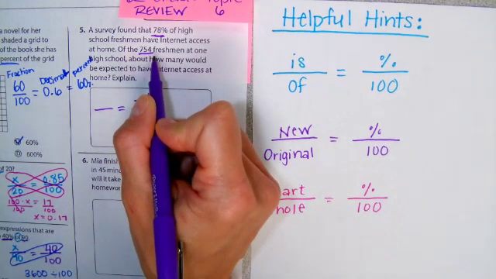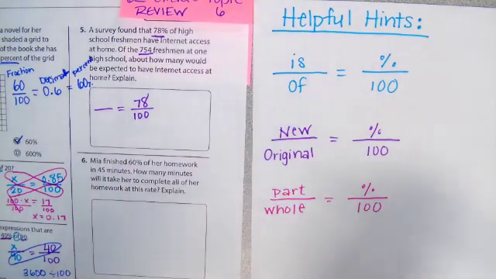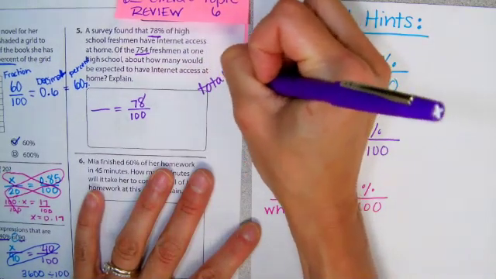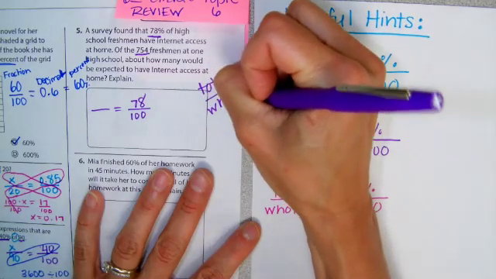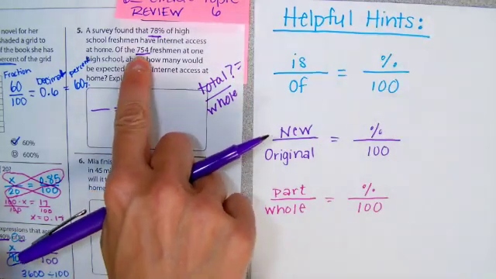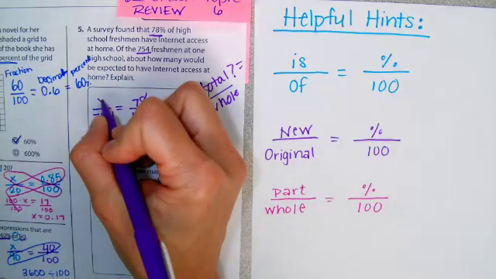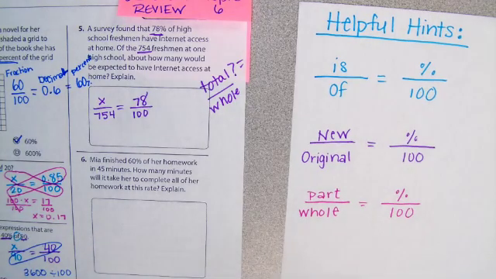So in my mind, I think to myself, is this the total number of freshmen? Sometimes when we're thinking part and whole, we're thinking, is this the total? If it is the total, that means this is the whole. Total equals whole. So this is the total number of freshmen. This has got to go on the bottom. We're trying to find the part of freshmen that have internet access. So this is our proportion that we're going to solve.